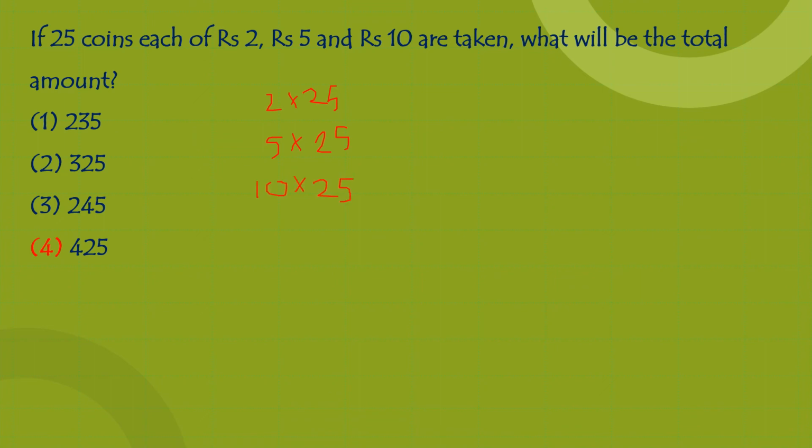So 2 into 25 is 50. 5 into 25 is 125. And 10 into 25 is 250. So if I add all of them, it will give me 425 rupees. So the total amount that we will have is 425. So the correct alternative is alternative number 4, that is 425.